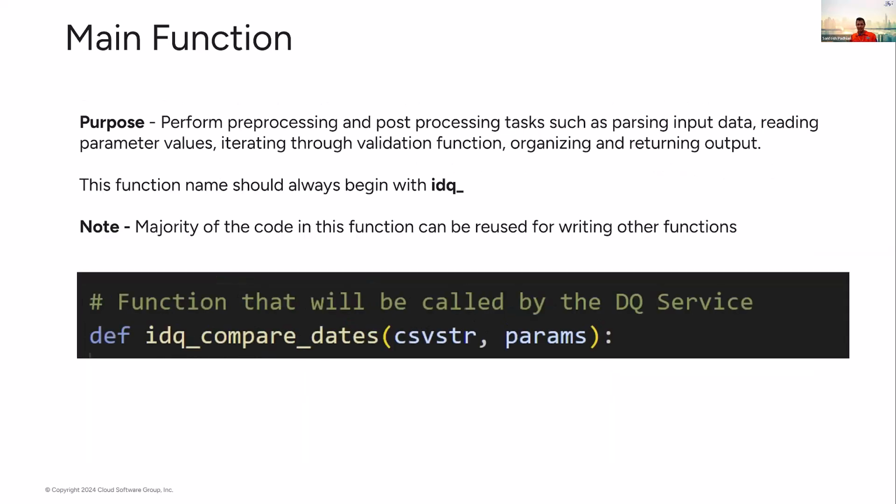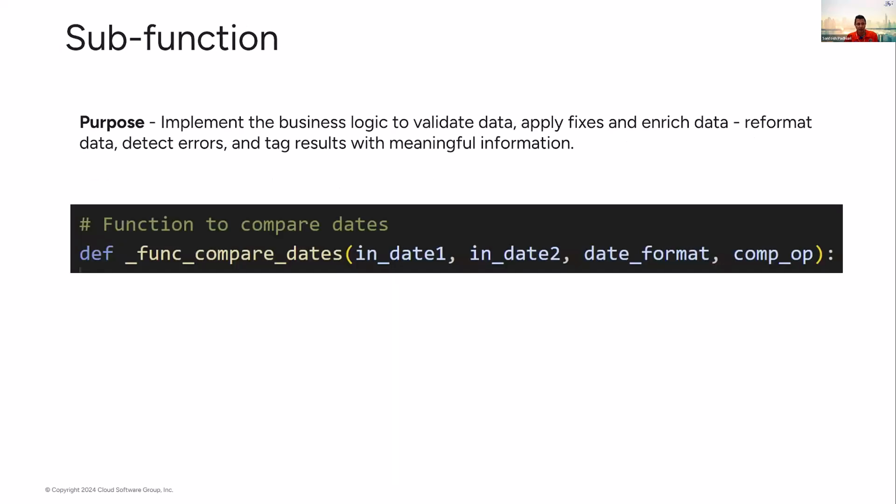Main function. And the main purpose of the main function, as I said, is pre-processing and post-processing tasks. It is basically reading all the input columns in your data set, parsing it out, reading the parameter values, setting the parameter values, iterating through hundreds of rows in your data set, calling the sub-function, which is where your core logic is, and then taking the results, reorganizing it, and returning the output. This is the function that we generally use to register in DI, and it's always going to be prefixed with the value IDQ underscore.